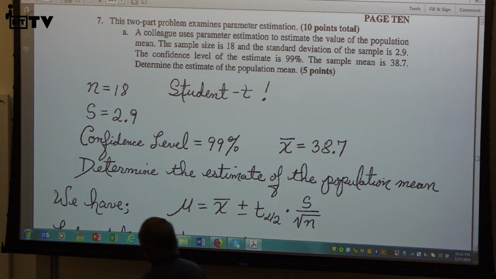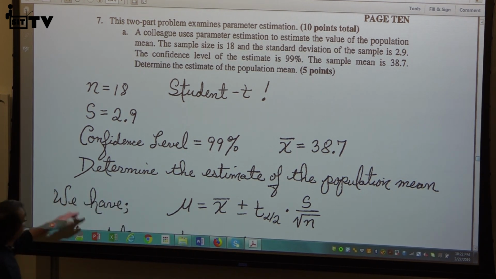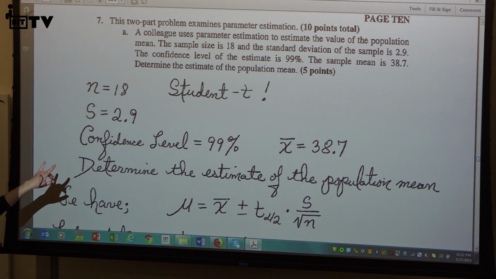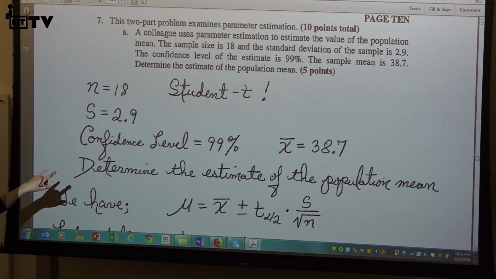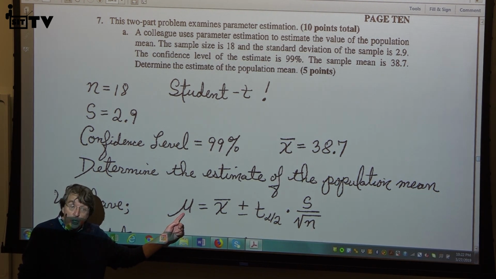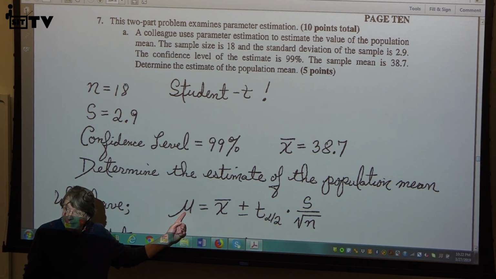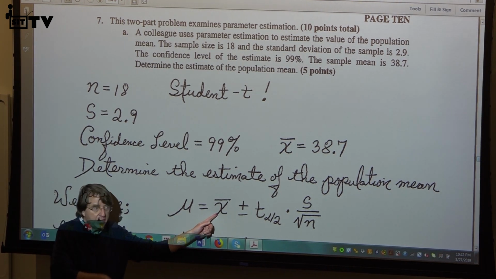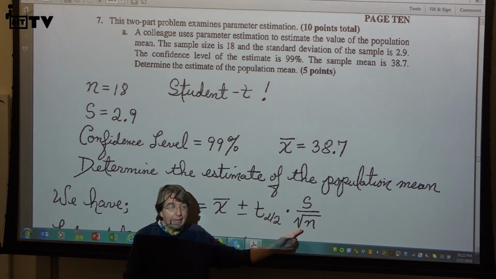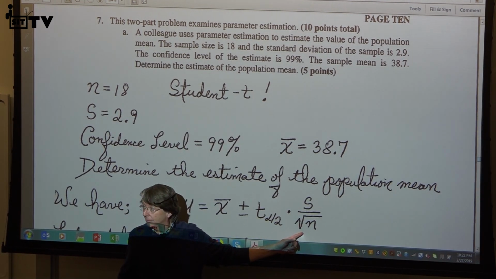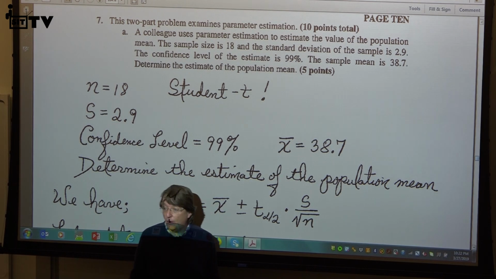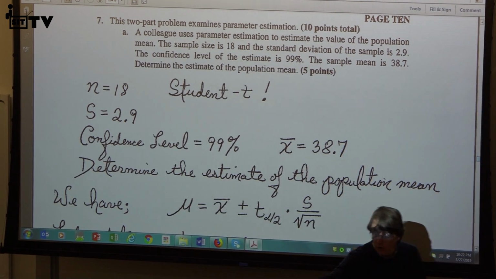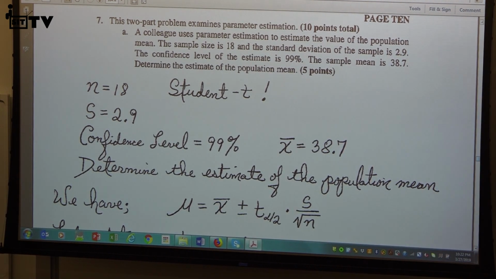And the standard deviation of the sample is 2.9. Determine the estimate of the population mean. That means I want to calculate mu. That's the population mean, Matt, which we're not going to measure everything in the world to figure out. So I know x bar, given. I know s, and I know the square root of n. I just got to figure out t sub alpha over 2. And the alpha over 2 is the same meaning again.